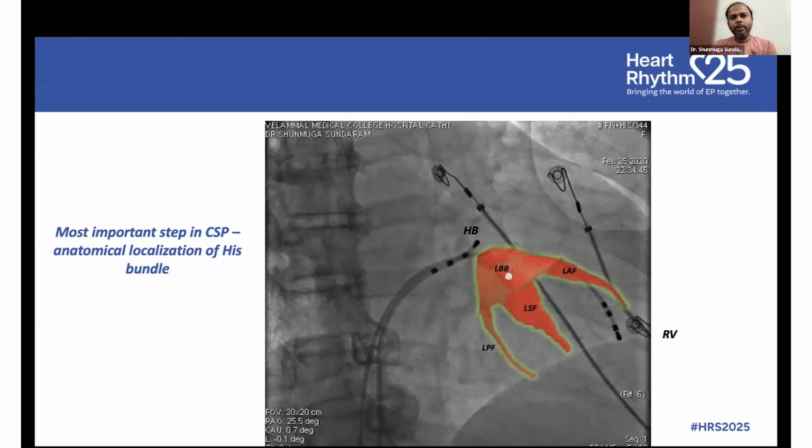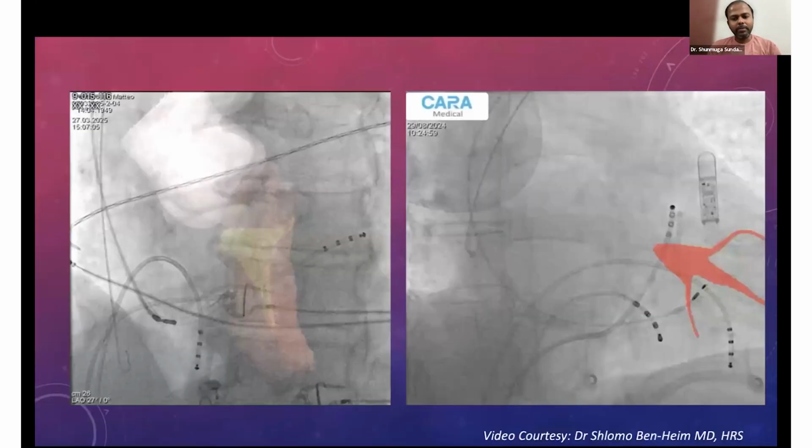As I said, the most important step in conduction system pacing is anatomical localization of the His bundle. So if we can provide a virtual anatomy of the conduction system, showing where the left bundle is, where the posterior fascicle is, where the septal fascicle is, then it will be easy for us to deploy the lead wherever we want. We can put it in the left bundle, we can put it in the septal fascicle. So that we actually tried.